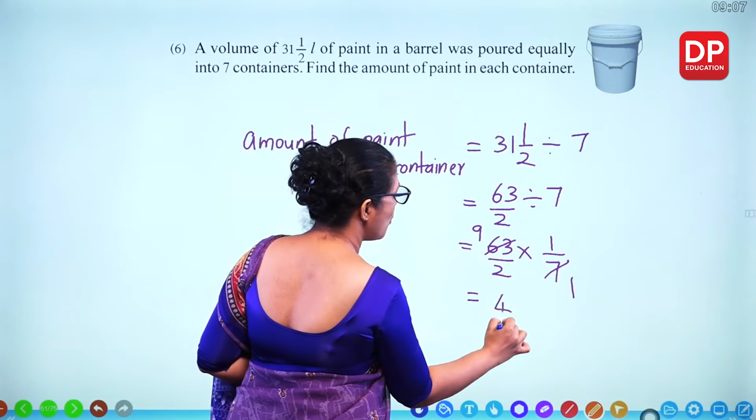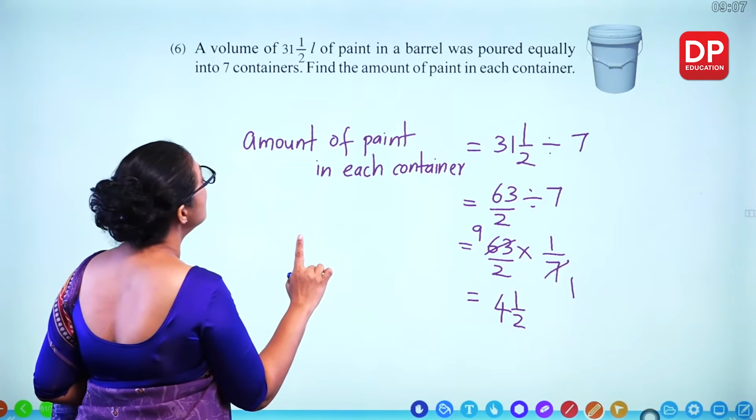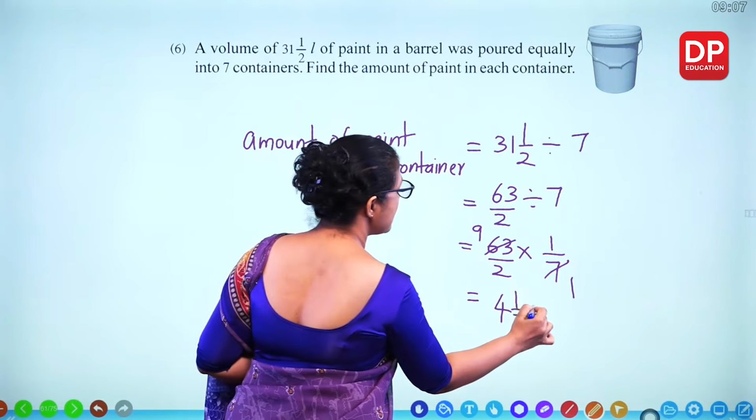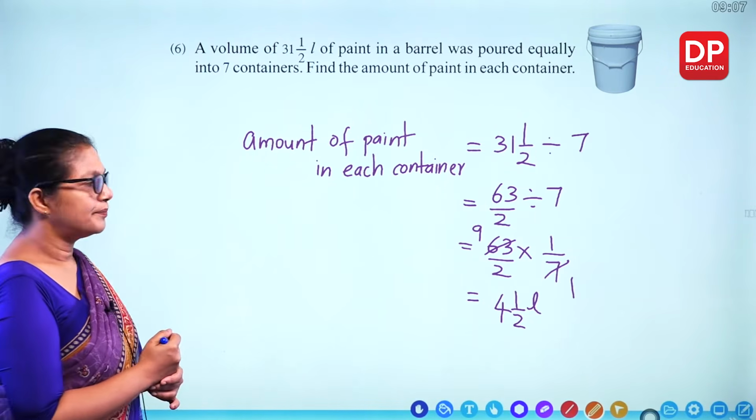9/2, 4.5 liters are there in each container.